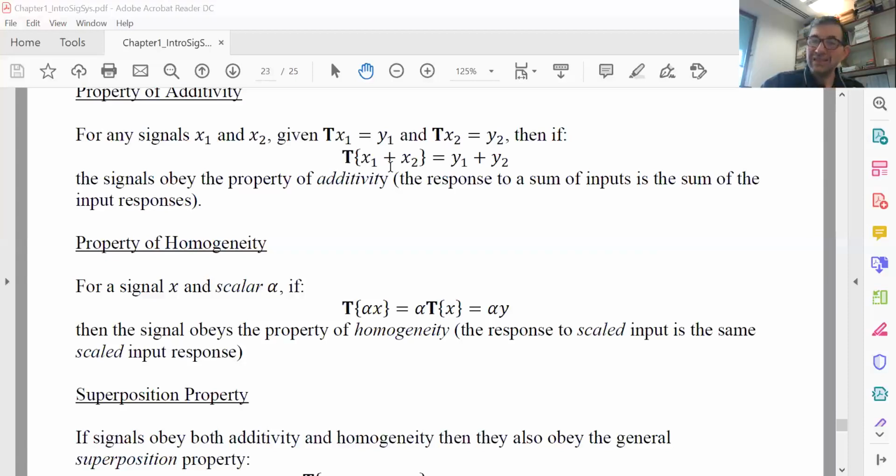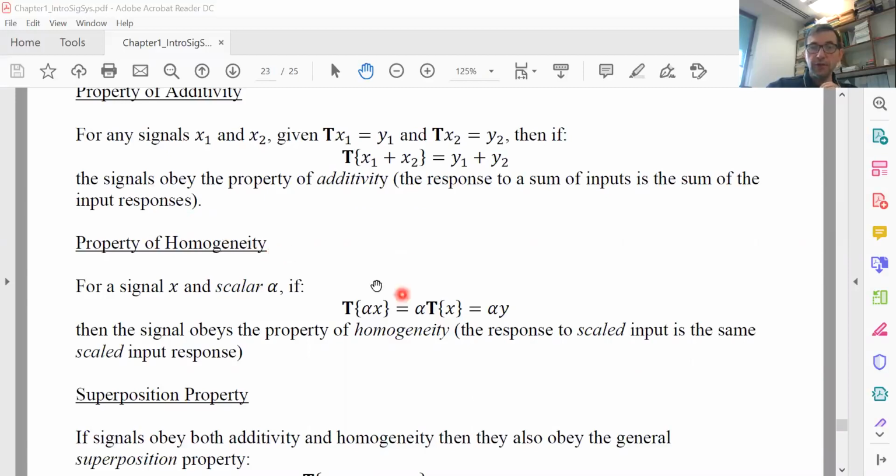It obeys additivity. It's not linear yet. We need two properties to be linear. So the first property is additivity. The response to a sum of inputs is the sum of the input responses. I think I better use my nice highlight tool. It looks a bit more visible. So the sum of the inputs is the sum of the input responses.